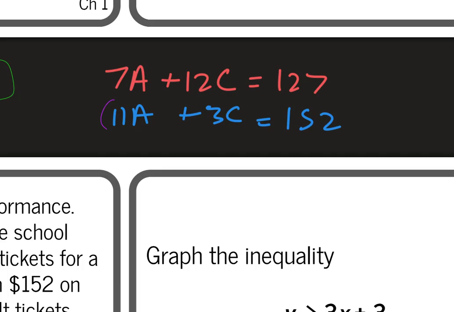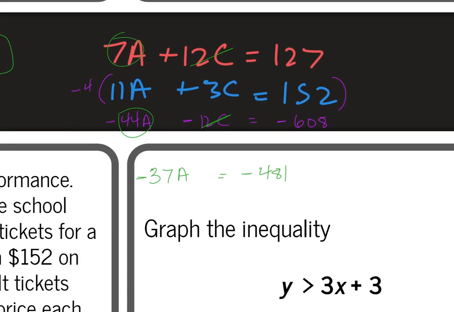So what I'm going to do is multiply this bottom equation by negative 4. I get negative 44a minus 12c and negative 608. 7a and negative 44a, that's negative 37a. 12c and negative 12c cancel. 127 minus 608 is negative 481. You might think, holy cow, this is insane.